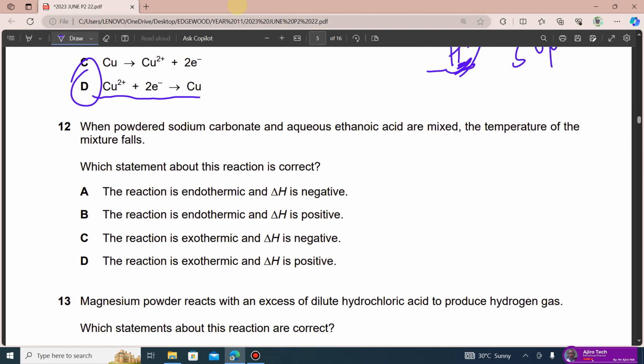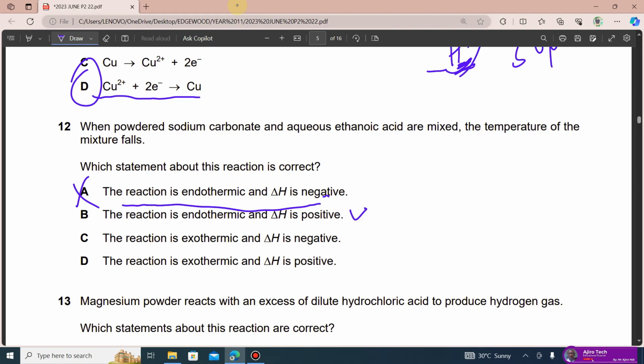When powdered sodium carbonate and aqueous ethanoic acid are mixed, the temperature of the mixture falls. Okay, which statement about this reaction is correct? So the temperature of the mixture falls. Let's read the options. It says the reaction is endothermic and the change in enthalpy is negative. There is no way the reaction is going to be endothermic and the change in enthalpy negative. These are two opposite points. So this is off. The reaction is endothermic and the change in enthalpy is positive. Okay, this rhymes because the change in enthalpy should be positive for an endothermic reaction.